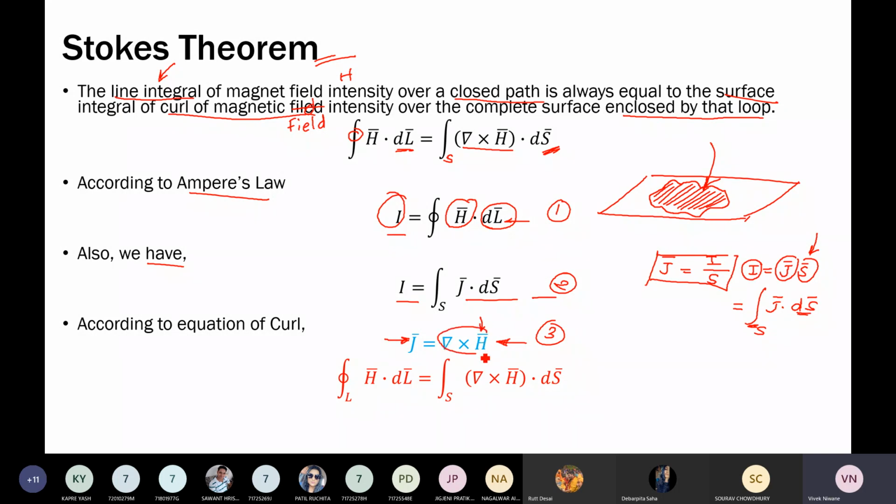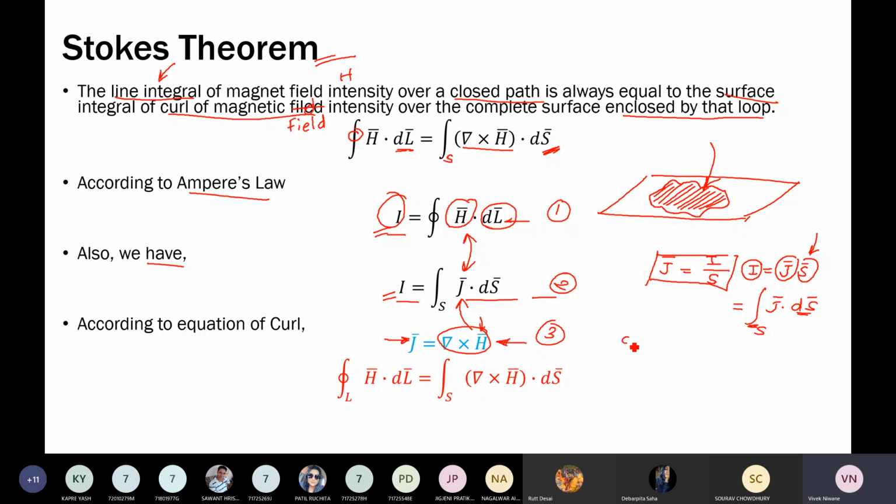Put this j bar over here. Since left hand sides are equal, we can say that right hand sides are also equal. So closed line integral of h bar dot dl bar is equal to surface integral of del cross h bar dot ds bar. Here we have not said closed surface.